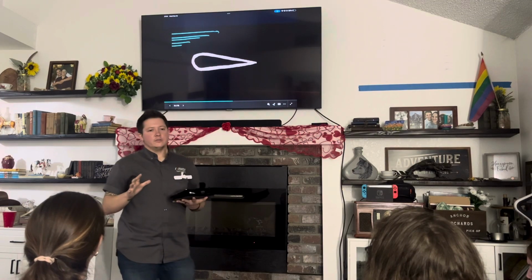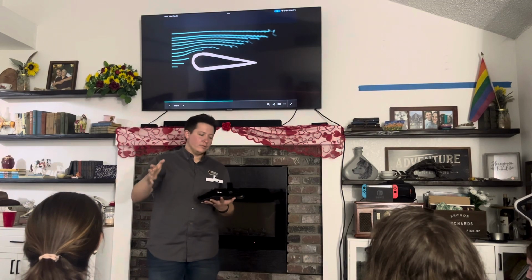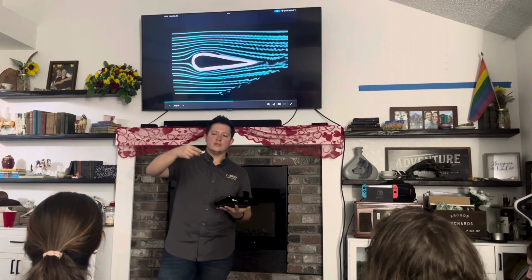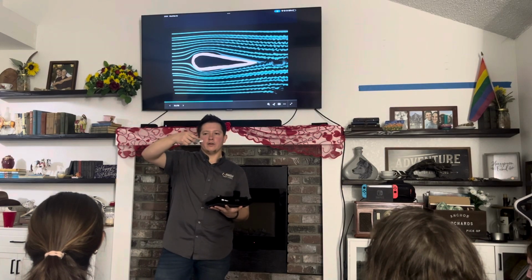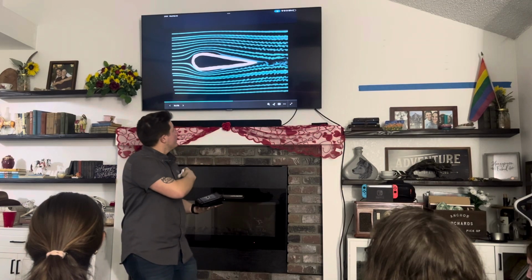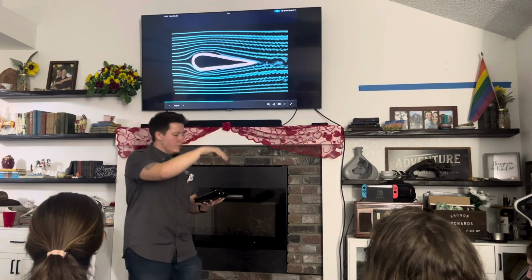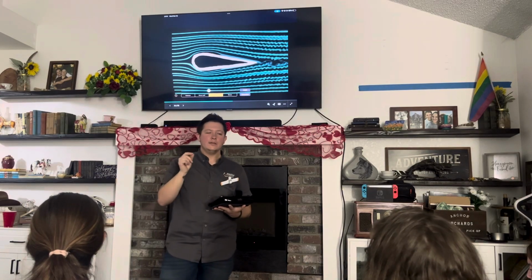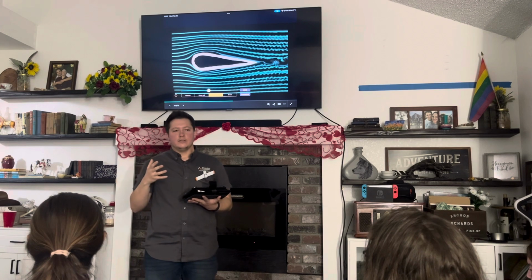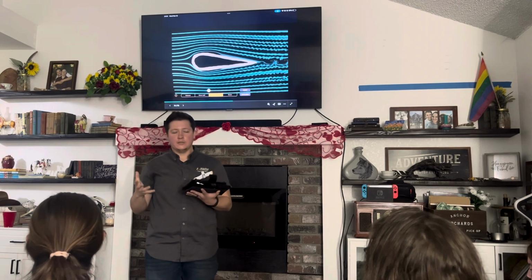So this simulator is going to show you the airflow going over an airfoil, which is a fancy word for wing, but imagine that you're looking at the side profile of the wing, and this is what's actually going on. So that laminar airflow going over the top is going slightly faster than the airflow going over the bottom. And what this creates is a difference in speed, which also creates a difference in pressure.